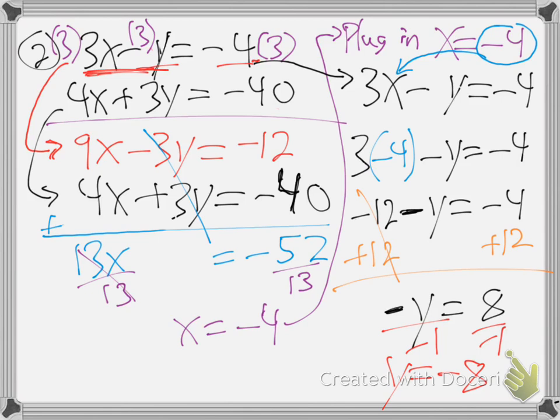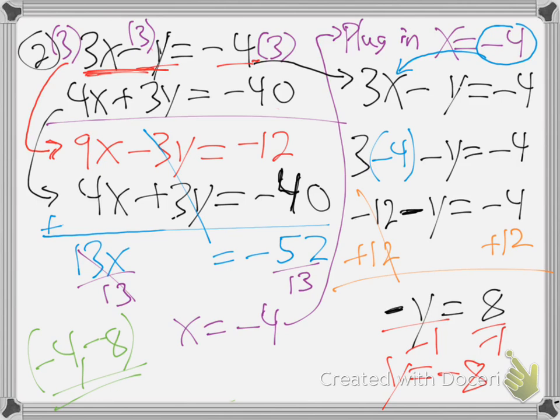All right, so now how do you write your answer on these? Yeah, you got to put parentheses. Here, I'll write it over here in the corner. Got to put parentheses, the x answer, comma, the y answer. Negative 4, comma, negative 8: x, comma, y. Parentheses, comma, there's our answer.